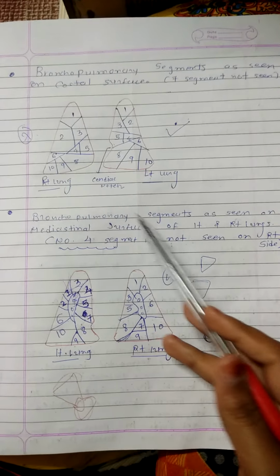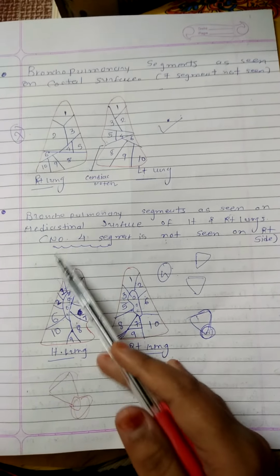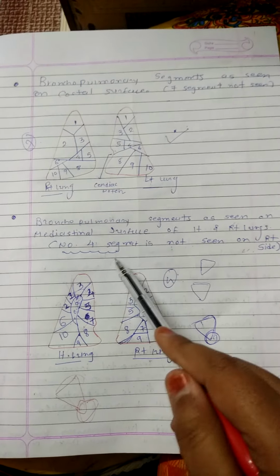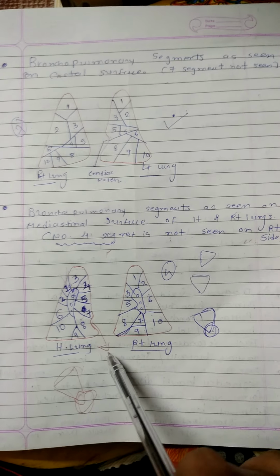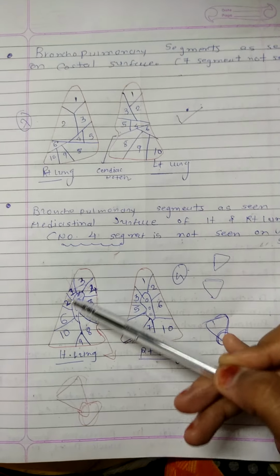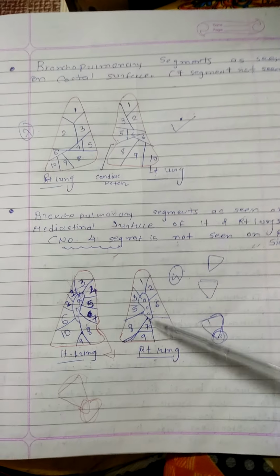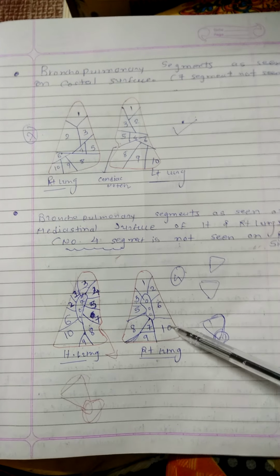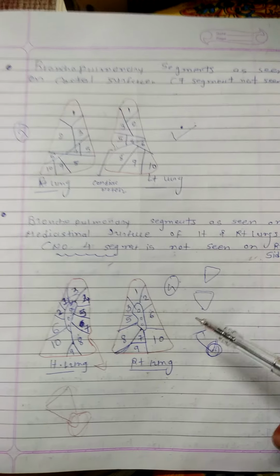Then the bronchopulmonary segments as seen on the mediastinal surface of the lung, left and right side. The number 4 segment is not seen on the right side. Here the number 4 segment is absent on the right side. See here, this is a left lung because it has a lingula, or we can say a cardiac notch. Here is the right lung. In the left lung all segments are present, 1 2 3 4 5 6 7 8 9 10. But in the right lung the number 4 segment is absent, 1 2 3 5 6 7 8 9 10. To understand this and how to draw it, you can visit my part 1 video.